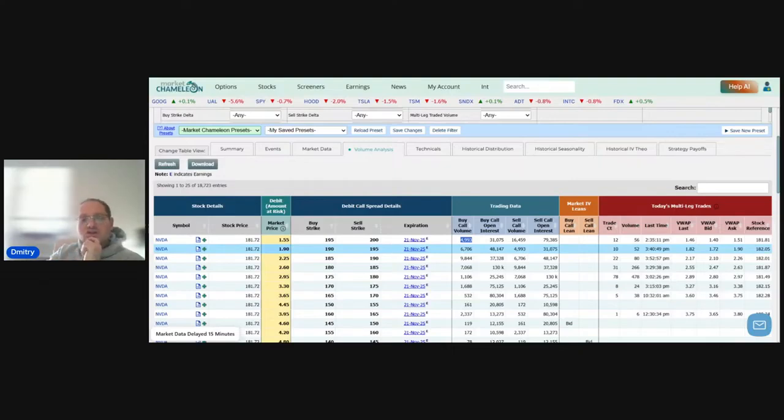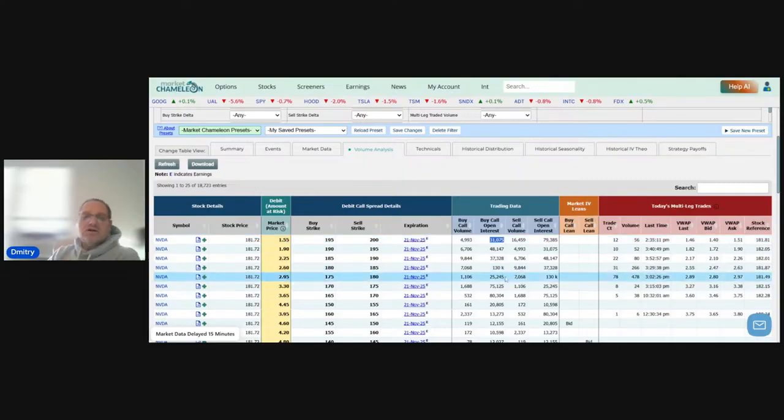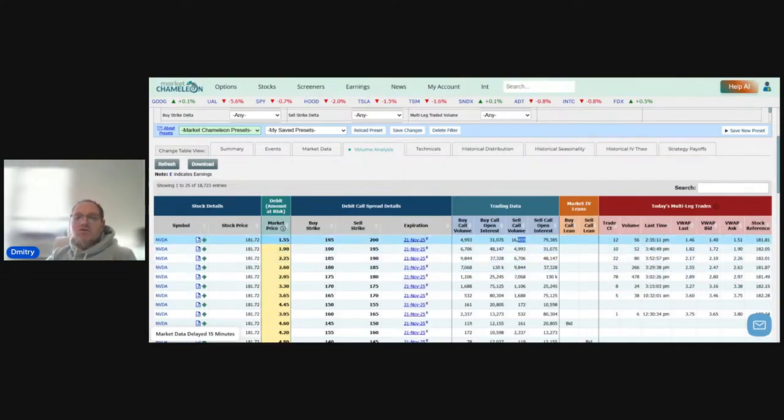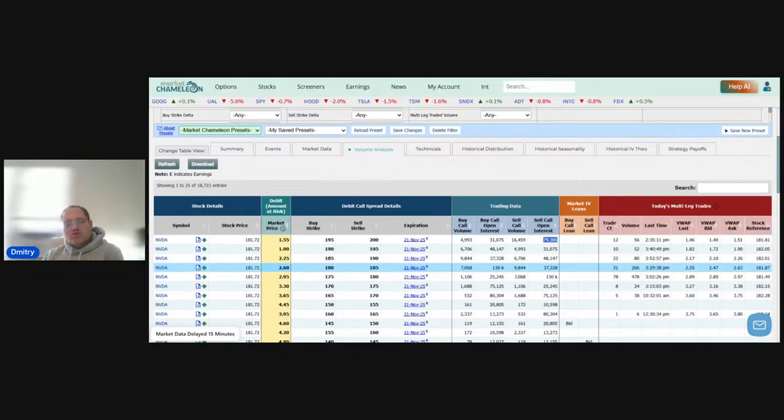4,993 options traded on that 195 call. We also have open interest, 31,075 on that. This is the volume on the other option, the sell strike, 200, 16,459. This is the open interest, 79,385. So this lets us see the trading activity and trading interest and open positions on these particular options.